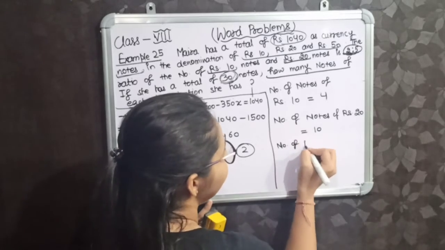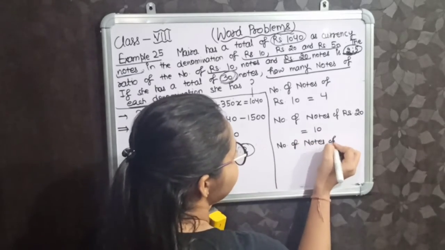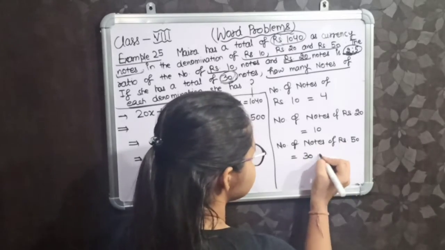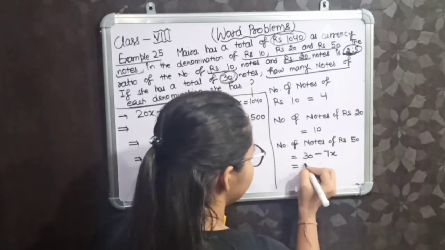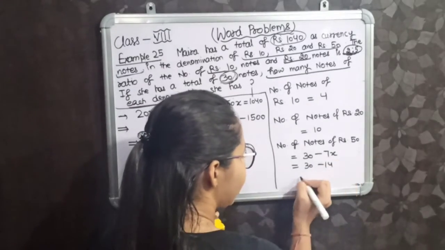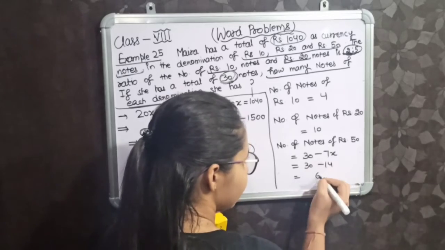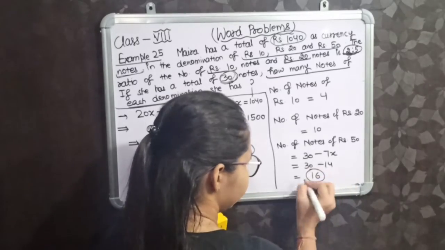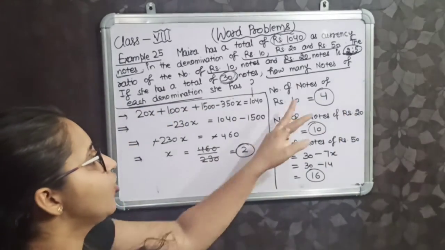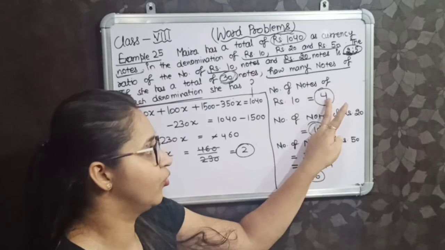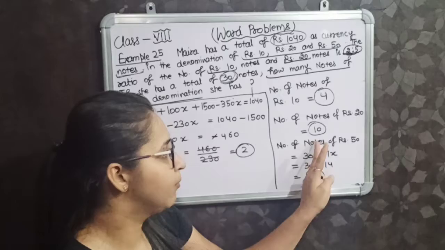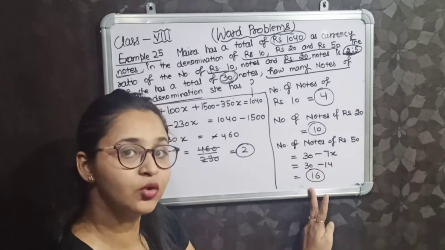Now the number of notes of rupees 50, it was 30 minus 7x. And put the value: 30 minus 7x is 2, 7 2s are 14. It will give you 30 minus 14 is 16. Okay. So, these are the answers. The number of notes of rupees 10 is 4. The number of notes of rupees 20 is equal to 10. And the number of notes of rupee 50 is equal to 16.